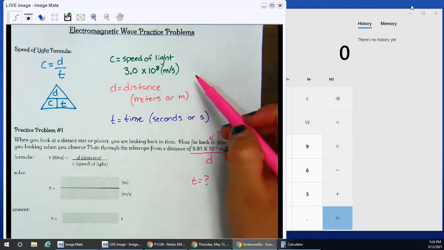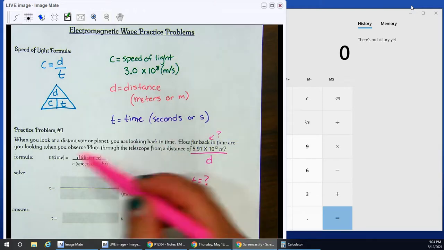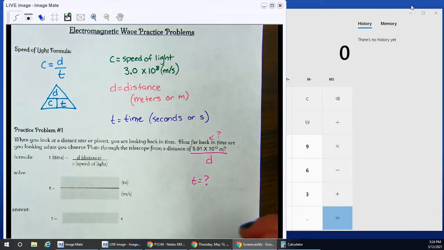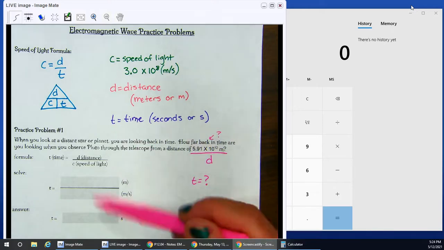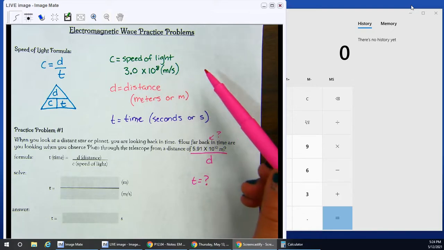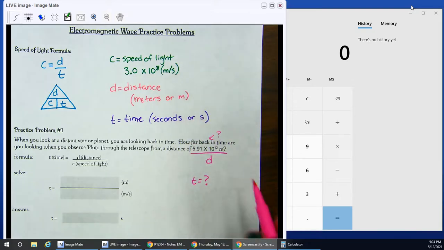And we're always going to know our speed of light. Speed of light is always going to be 3 times 10 to the 8th. Typically, in these problems for electromagnetic waves, if I don't give you a velocity and I'm not asking you to find the velocity, you could assume that these electromagnetic waves all have the velocity of 3 times 10 to the 8th. So we know that.